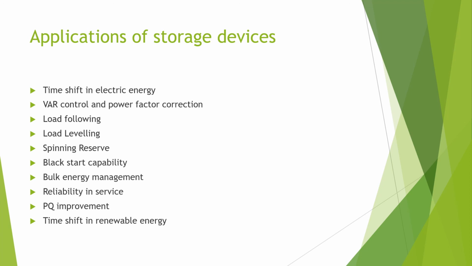Then time shift of renewable energy is also possible with the help of these storage devices. Power output from renewable energy sources depends on environmental conditions. It won't produce according to the demand from consumers. So, storage devices are used to store energy when the output is high from renewable energy sources and supply to the load when it is demanded. So that's all about the applications of storage devices.